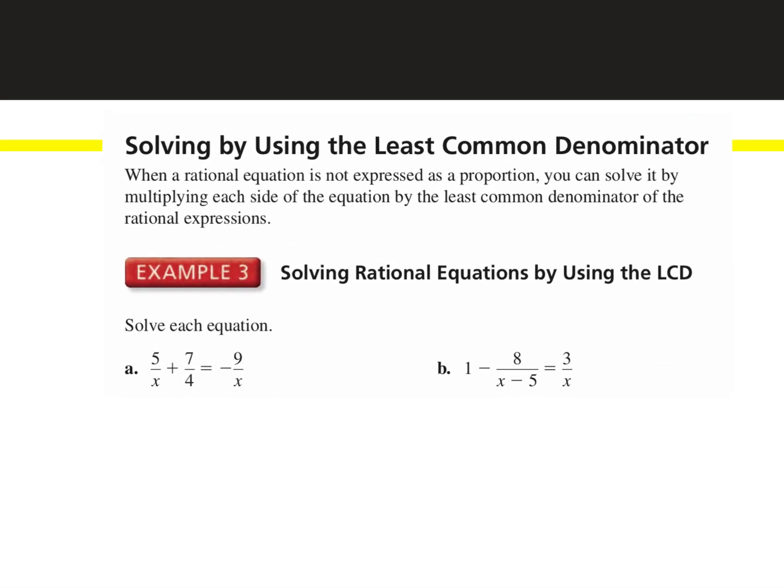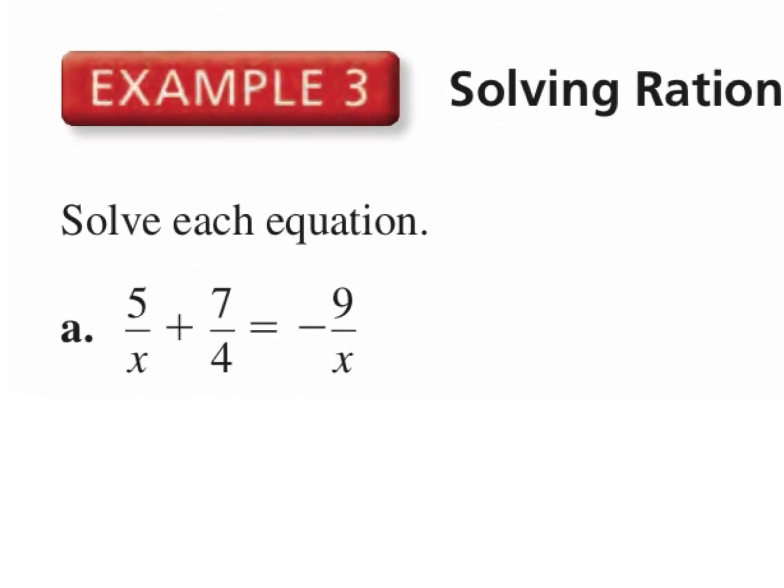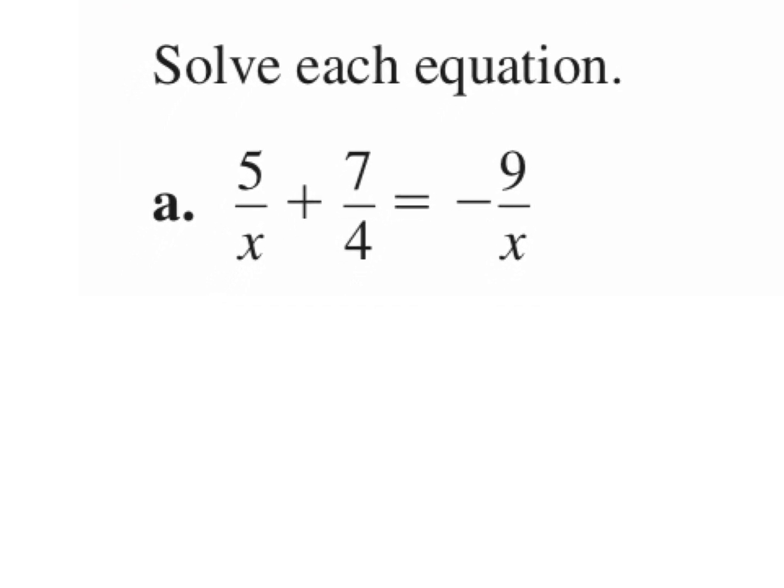Okay, the second way that we're going to solve our equations is using the least common denominator. So when a rational equation is not expressed as a proportion, you can solve it by multiplying each side of the equation by the least common denominator of the rational expressions. So we can't cross multiply here because we have two terms on one side. So we can add them together and then solve, or we're going to do it the same way that we did yesterday, where we find the least common denominator and we multiply everything by what's missing, and then we just set the numerators equal to each other because then our denominators are all going to be the same thing.